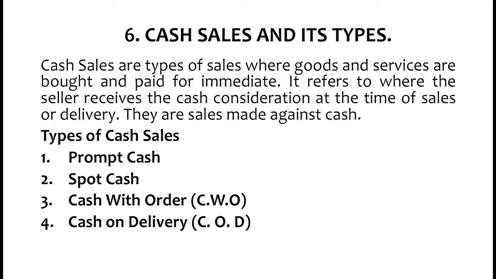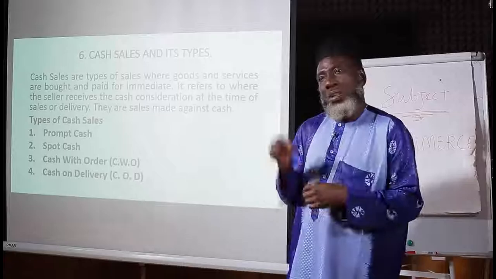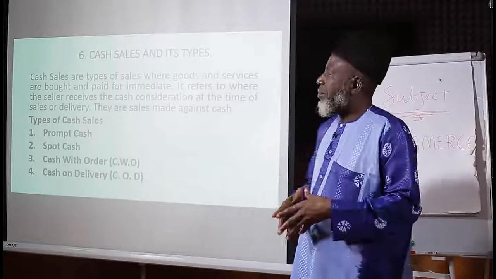Then we go to term number 6, which is talking about cash sales. Cash sales are types of sales where goods and services are bought and paid for. I won't say immediately here. We're not talking about at that particular time. It could be even beyond some days. We can still refer to it as cash sales, depending on the agreement between the seller and the buyer.